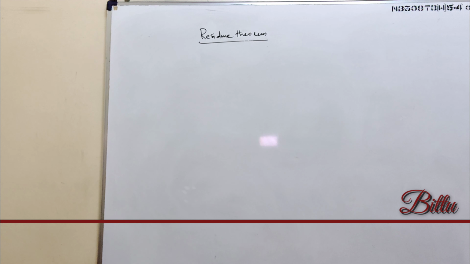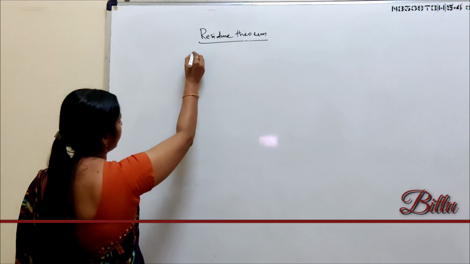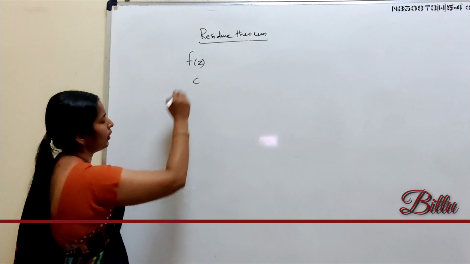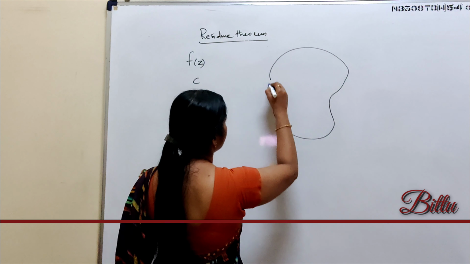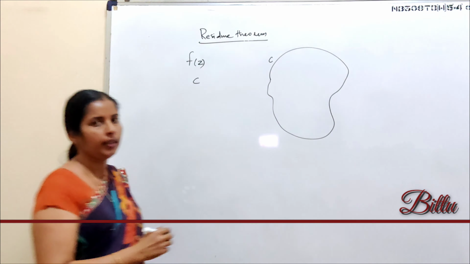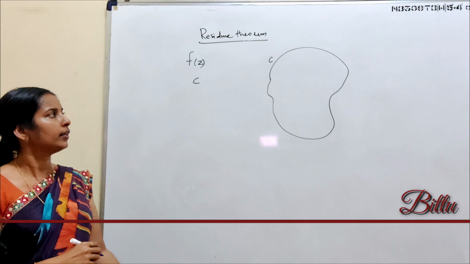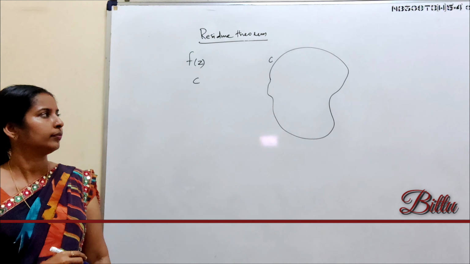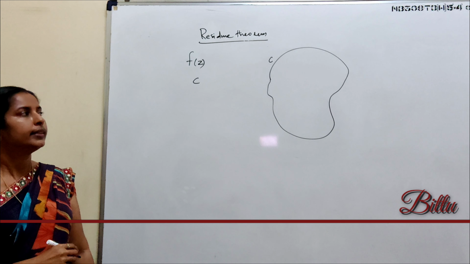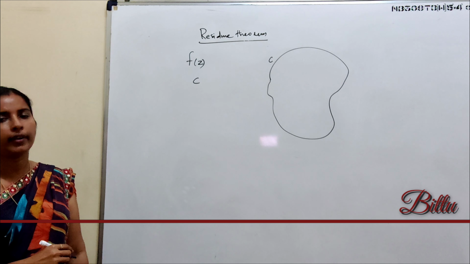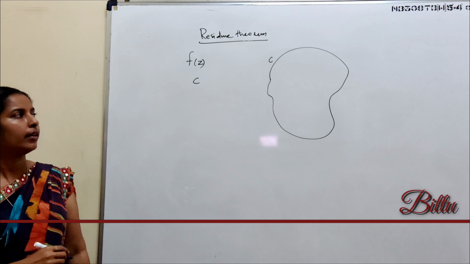For that, you consider a complex function f(z) and a simple closed curve C. You consider the simple closed curve C as this curve. In most of the problems, it is a circle. That is, in 95% of the questions, C is a circle. In the remaining 5%, it may be an ellipse.